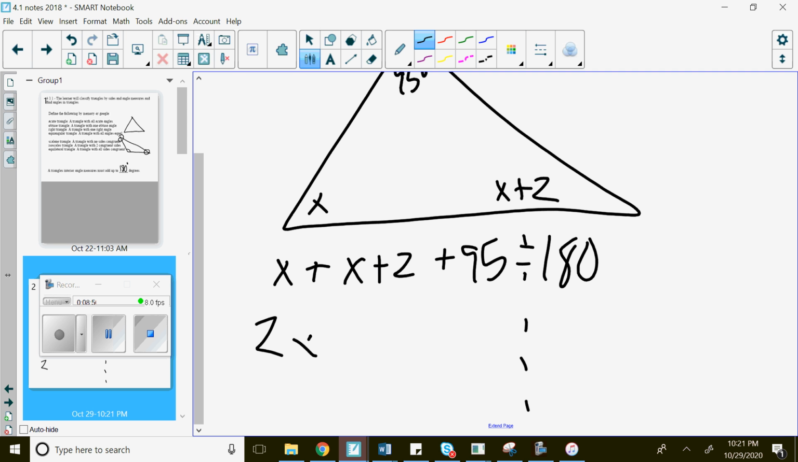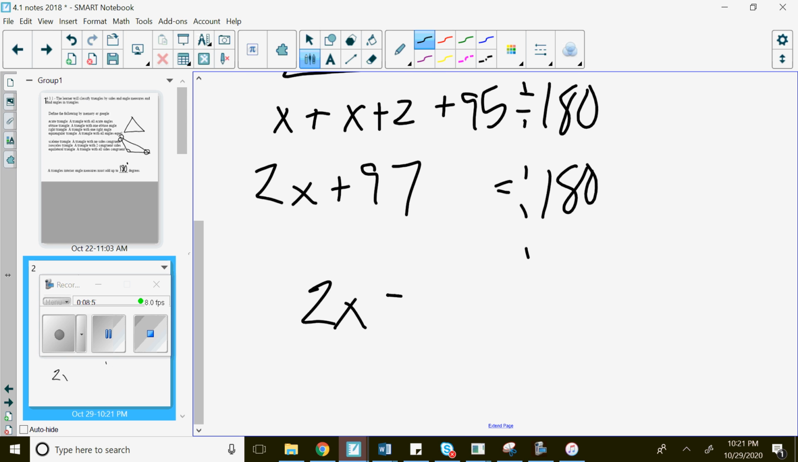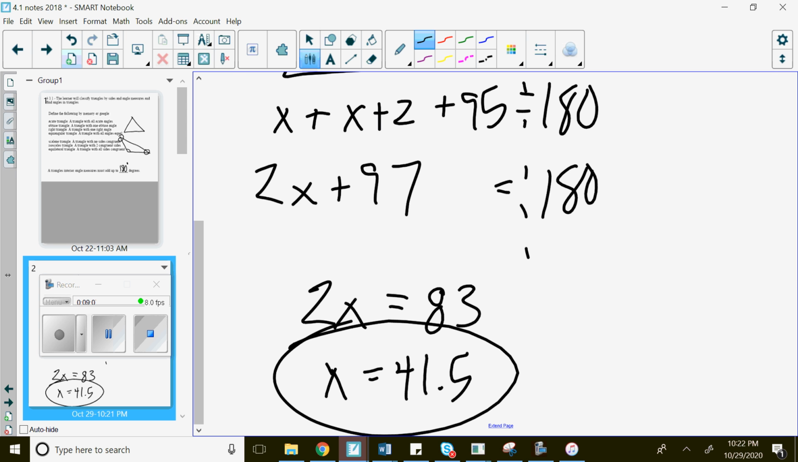Okay, there's 2x plus 97 on that side equals 180. So 2x would equal 83, I believe. Yep. So x would equal 41.5 there, if that were your particular problem. Okay. You'll have those kind of problems today on interior angles, right? They add up to 180.